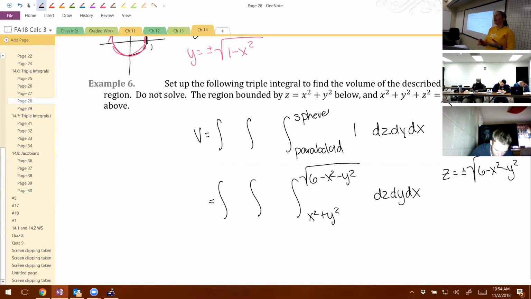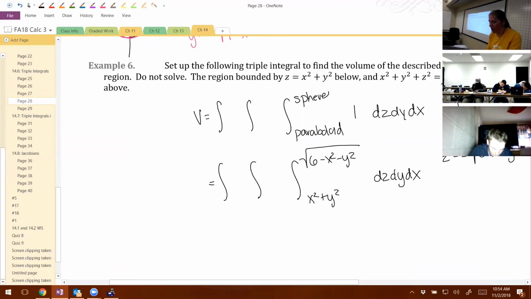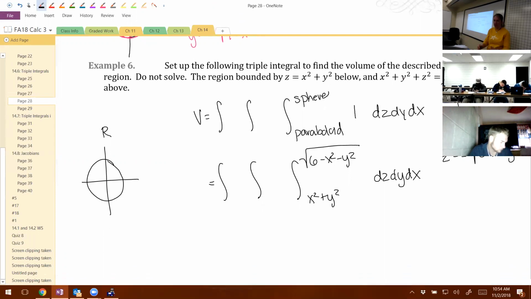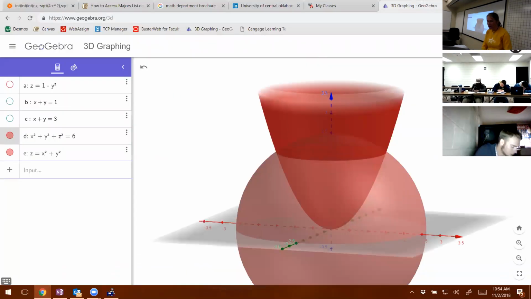Limits of integration for y and x, so those are going to be a little more complicated. And again, to find your limits of integration for y and x, go back and consider that region that we're working with here. So like we said, we know it's going to be a circle. I mean, we can look at these two shapes and tell they intersect in a circle, but what we need to know is what's the equation for that circle. We need to know, well, what is the radius of that circle where these two guys intersect.